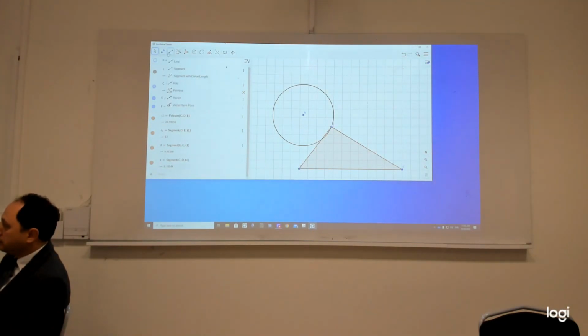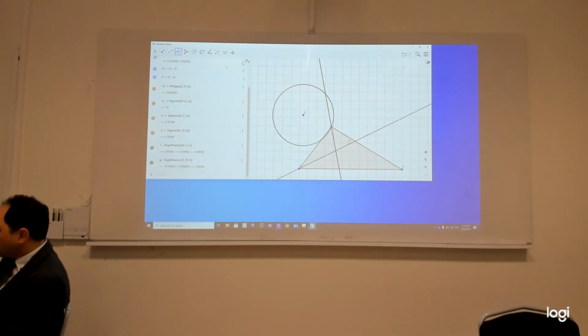So for example, if I draw the angle bisector of this angle, and then the angle bisector of this angle, then this is the center of the circle which is inside the triangle and is tangent to these sides. But I don't want to draw that circle, that's not my point. My point is to find the locus of this when it is changing. So I will find that one.